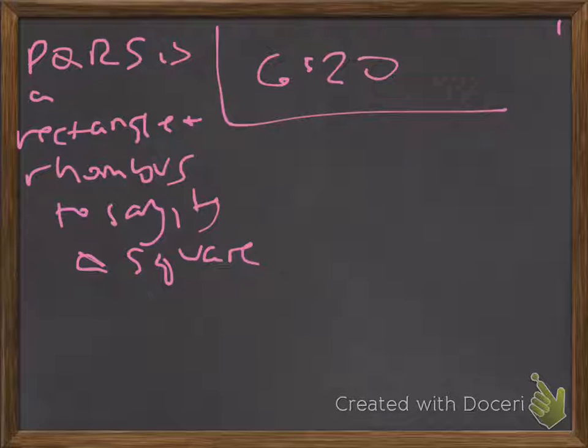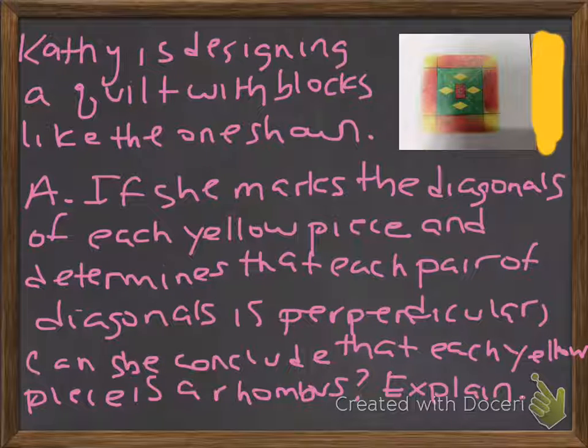And then we'd have our proof. The next one, Kathy's designing a quilt with blocks like the one shown, so this picture here. We need to think about if she marks the diagonals of each yellow piece and determines that each pair of diagonals is perpendicular, can she conclude that each yellow piece is a rhombus?